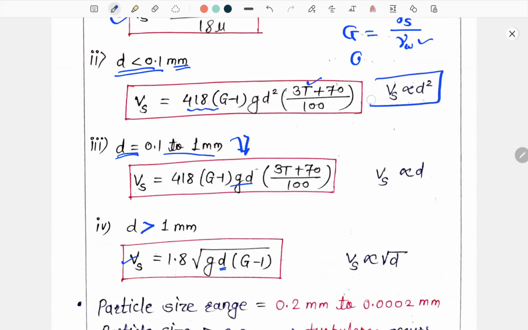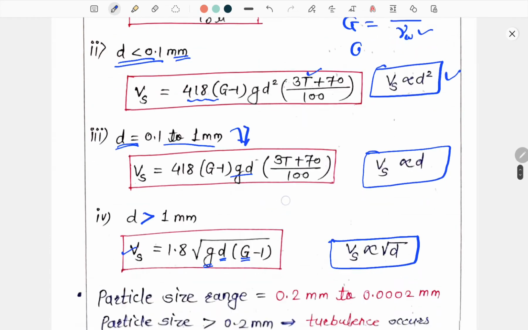When d is less than 0.1 mm, Vs is directly proportional to d square. If d is equal to 0.1 to 1 mm, Vs is directly proportional to d, and if d is greater than 1 mm, Vs is directly proportional to the square root of d. So here d is the diameter of particle, Vs is the settling velocity, small g is the acceleration due to gravity, capital G is the specific gravity.